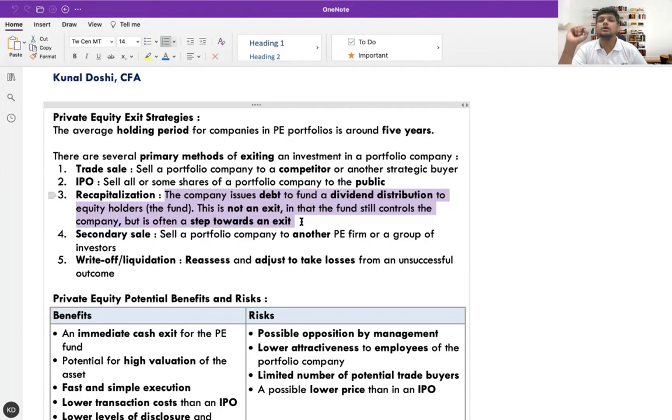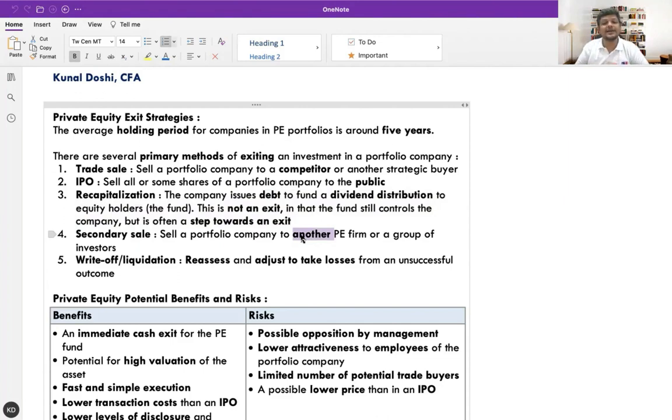Now, let me tell you that many regulators don't allow this. Many shareholders don't approve this. The other shareholders don't approve this. So this is a very controversial way, but it is generally used when you don't have a choice. Clear? Then there is secondary sale. Secondary sale is when you sell the portfolio to another PE company. Not a strategic investor like Facebook, but another PE company. Clear?